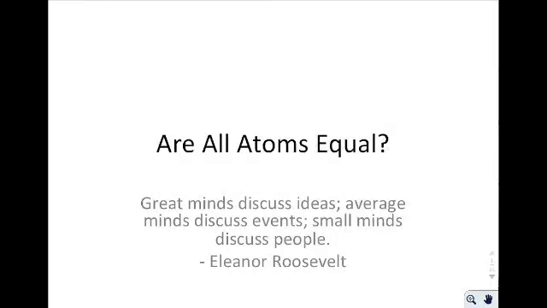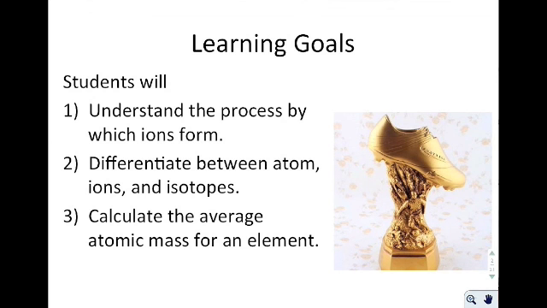This is lecture 3.2. It's titled Are All Atoms Equal? It says great minds discuss ideas, average minds discuss events, and small minds discuss people. So the learning goals for this are: students will understand the process by which an ion will form, you will be able to differentiate between an ion, an atom, and an isotope, and you'll be able to calculate the average atomic mass.